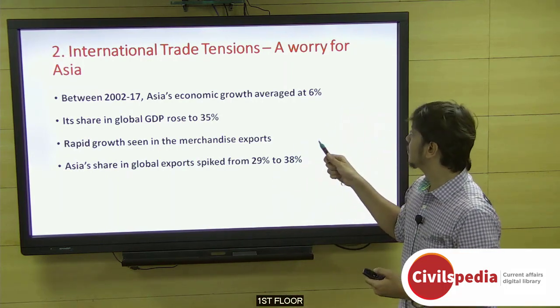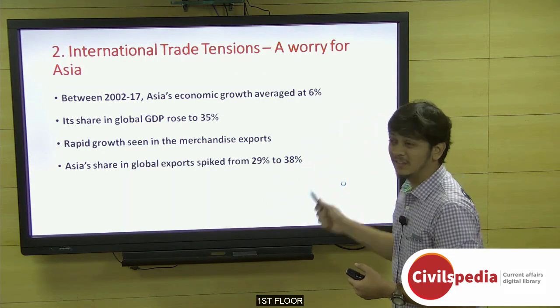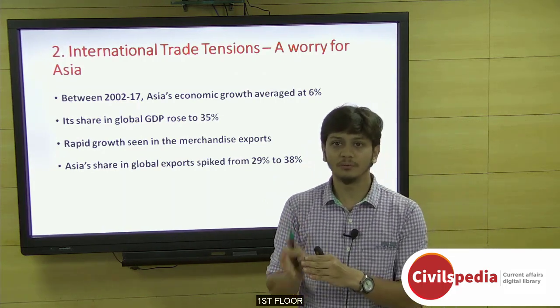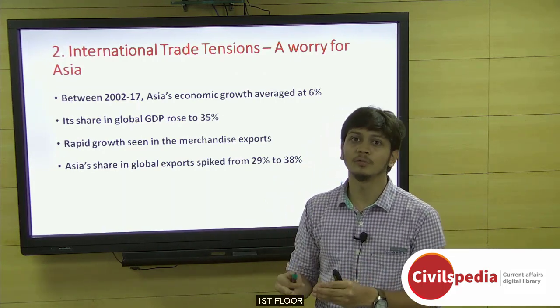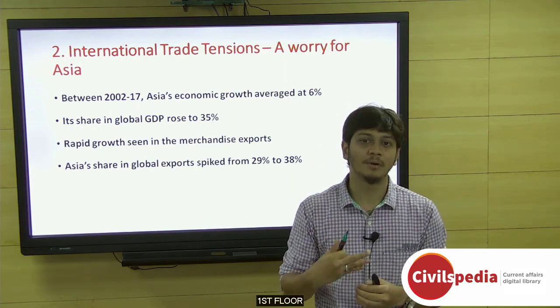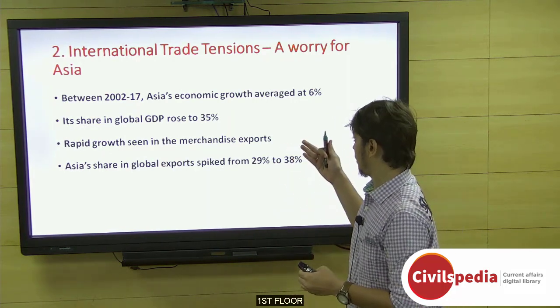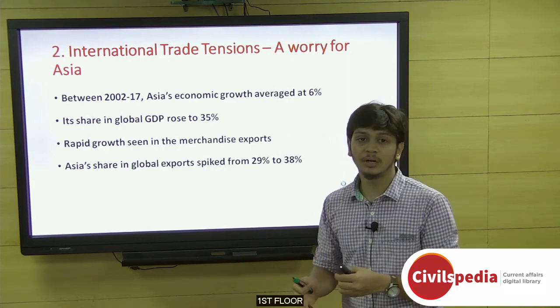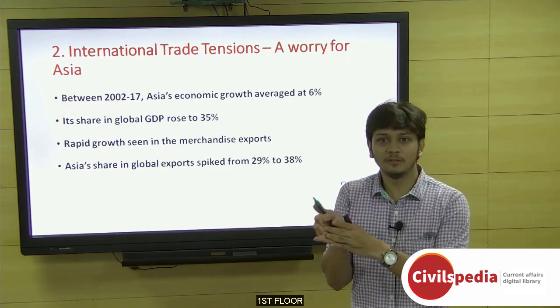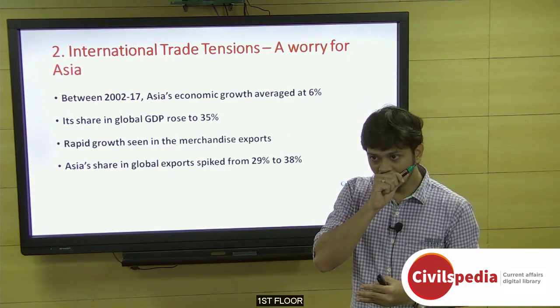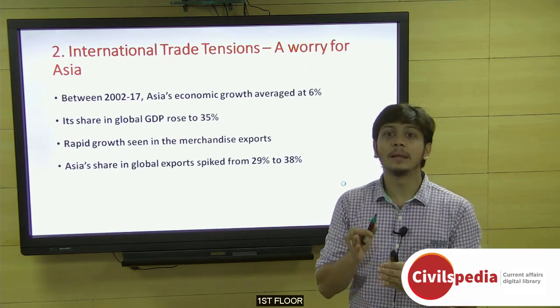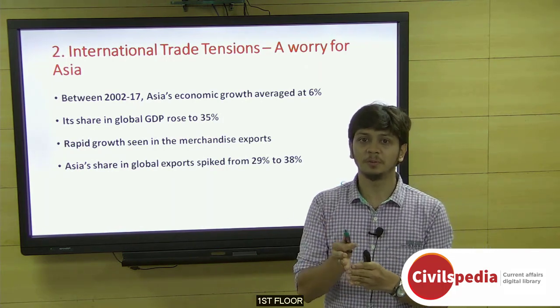So between 2012 and 2017, Asia's growth averaged 6%, even though the world growth was at 4%. This is set to reduce because of the retaliatory tariffs being imposed by the US and other nations. Its share of global GDP rose to 35% from 20% in the same period. This shows the importance of Asian nations with respect to global trade.